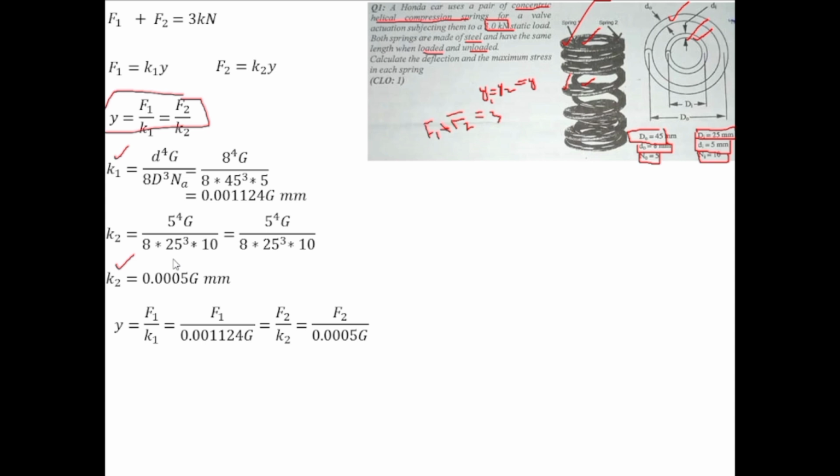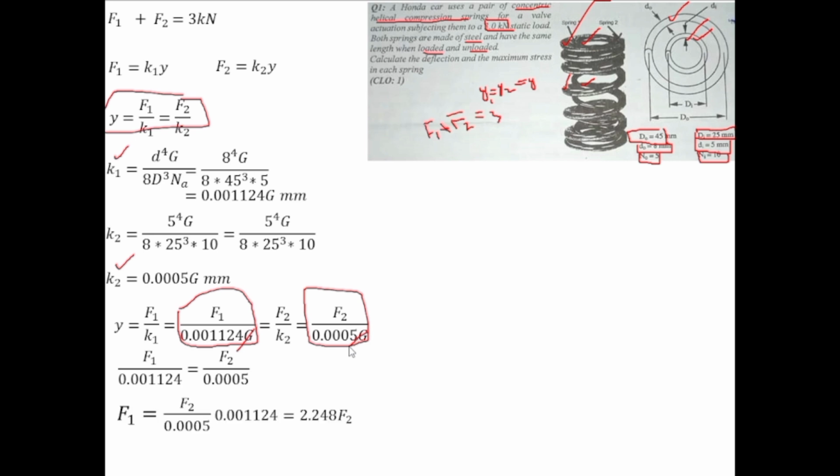You will get this. So y is equal to F1 by K1, which is equal to F1 by 0.001124 G, and similarly y is equal to F2 by K2, which is equal to F2 by 0.0005 into G. So you can equalize these two to each other. After equalizing these two, G will cancel out, and you will get F1 divided by 0.001124 equals F2 divided by 0.0005.